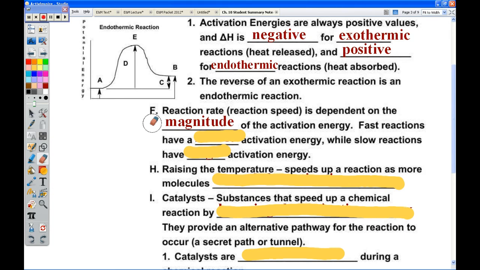Remember, all these particles are flying around, right? Some are faster than others, some are slower. And if the slow ones collide, they're not going to react. So if you raise the amount of activation energy you have, the fewer number of the collisions are going to be there with the right amount of energy to make this thing happen. So the higher the hill you have to climb, the harder it is to get over. The fewer molecules that do that, the slower the reaction rate. That make sense? Fast reactions have a smaller activation energy, while slow reactions have a larger one.